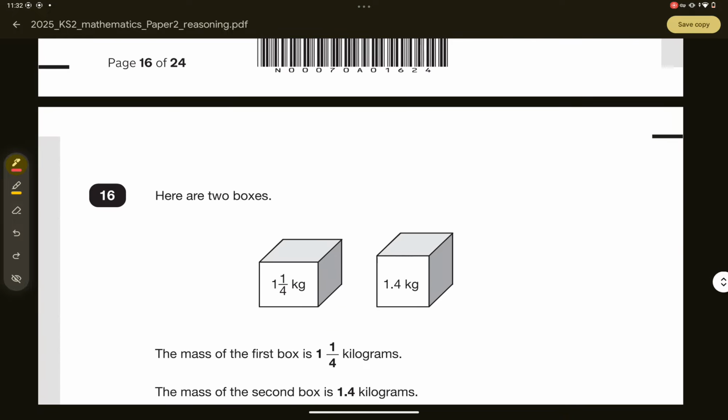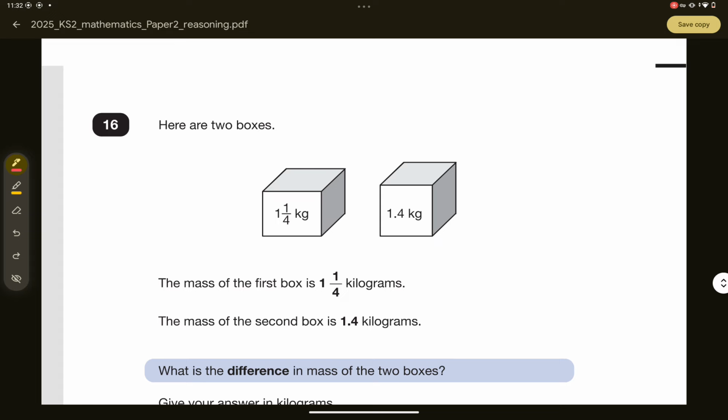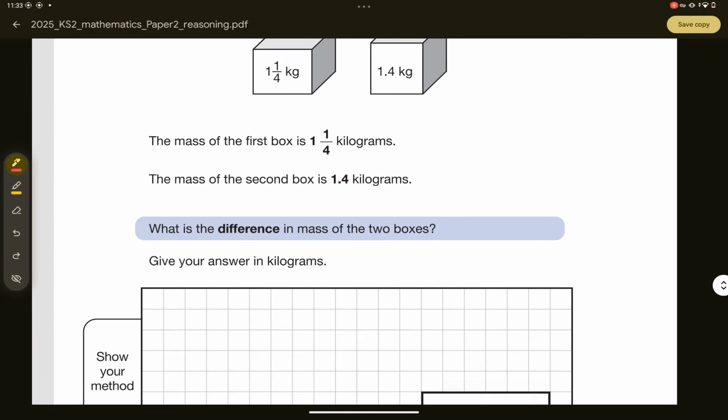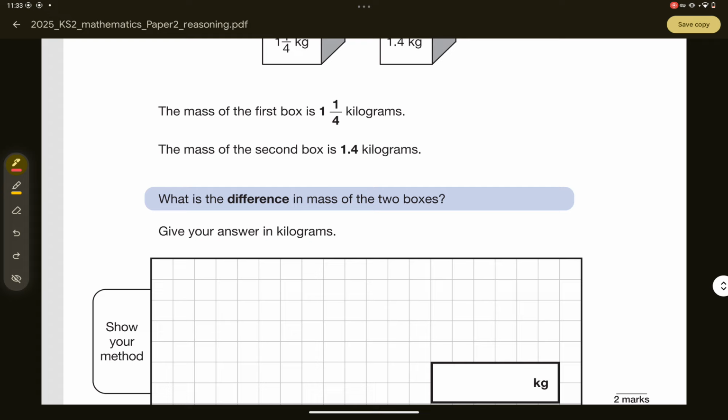That's simply why. 16. Here are two boxes. The mass of the first box is 1 and 1/4 of a kilogram. And the mass of the second box is 1.4 kilograms. What is the difference in mass of the two boxes? Also, it's a show your method. So show your method. If you get the answer wrong and make one mistake, you would still get 1 out of the 2 marks.